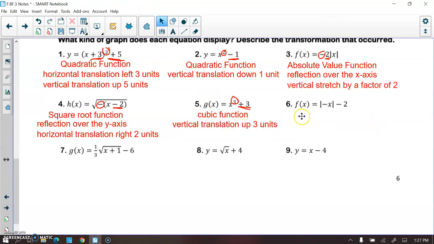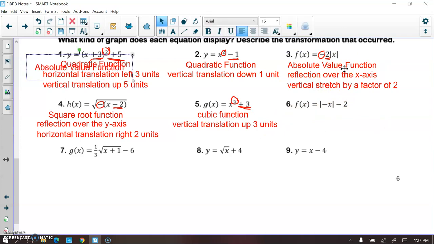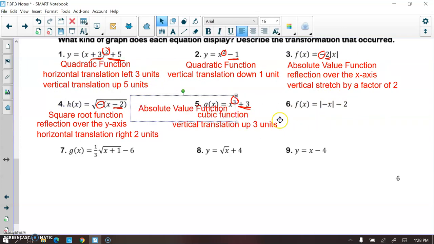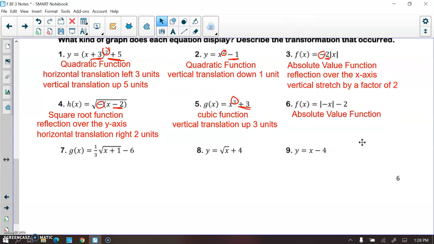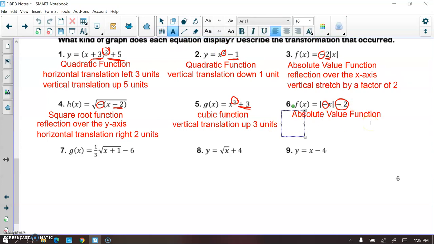All right, number 6. We see those absolute values. This is an absolute value function. We see the negative on the inside of the absolute value. That means that there was a reflection over the y-axis. And a -2 on the outside of the function. That means that there was a vertical translation down 2 units.